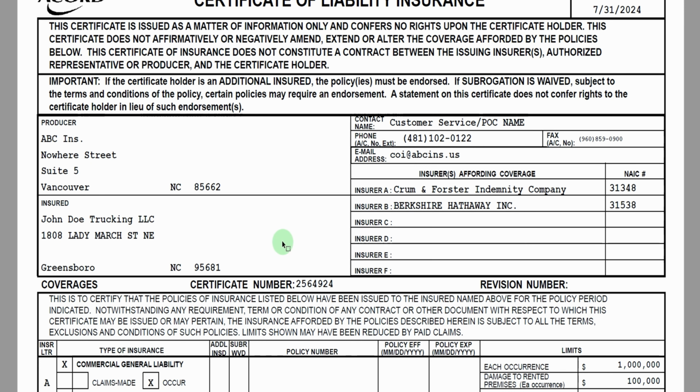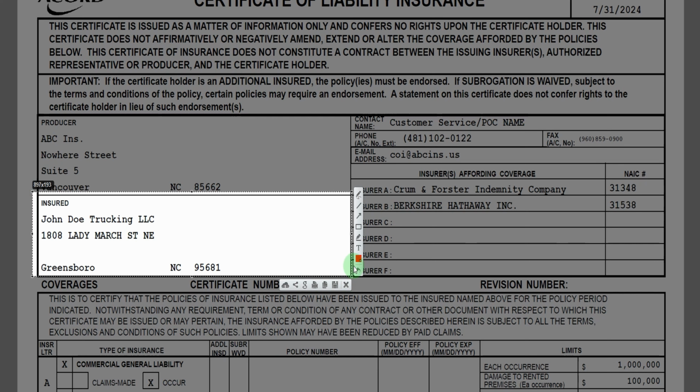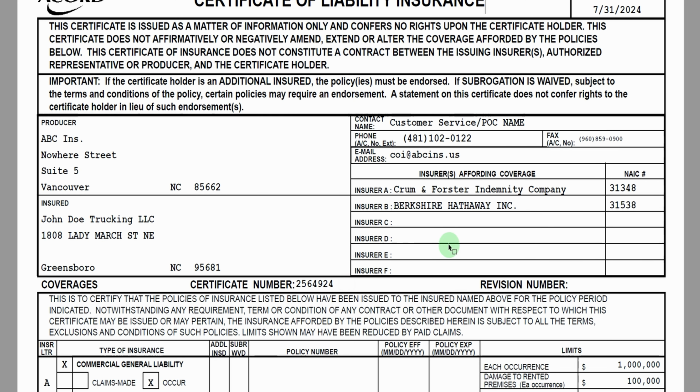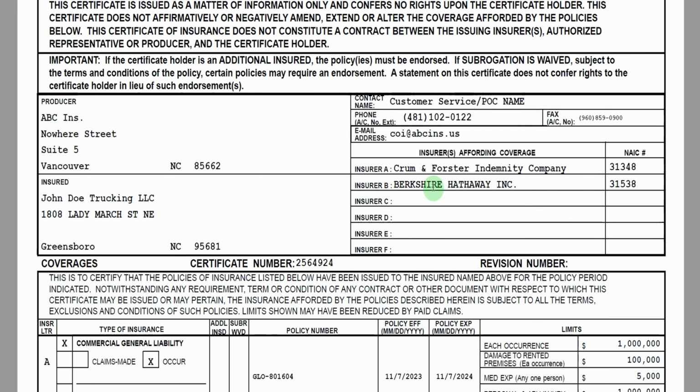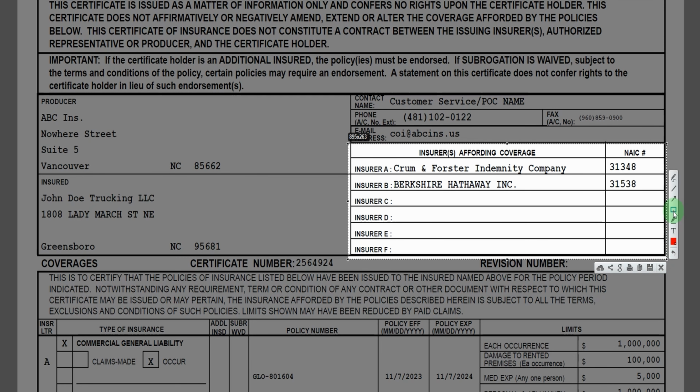Now, let's jump into the insured part, but again, that's pretty much self-explanatory. This is your company, the insured company, John Doe Trucking LLC, with the address and the zip code. Now, let's move to the interesting part. We see here the thing that many people do not really understand. This is the insurer affording coverage, or underwriter. This is really important to understand. And remember insurer A, insurer B, and insurer C, because we will come back to that later.